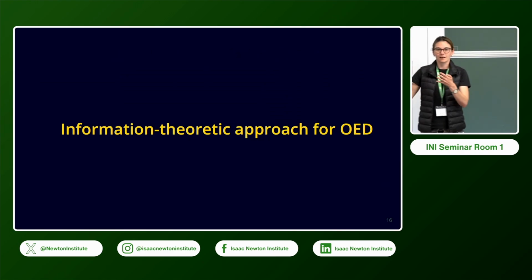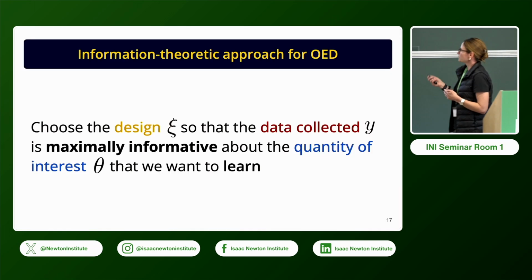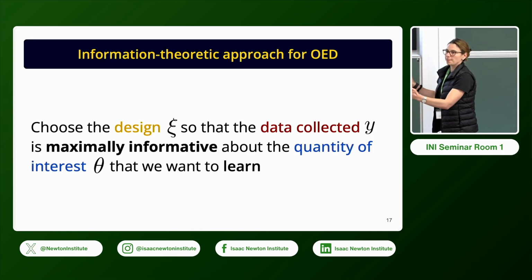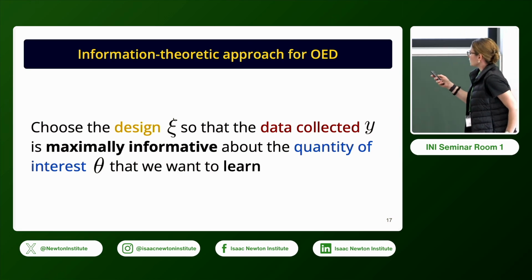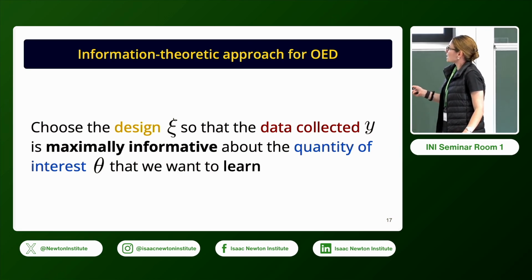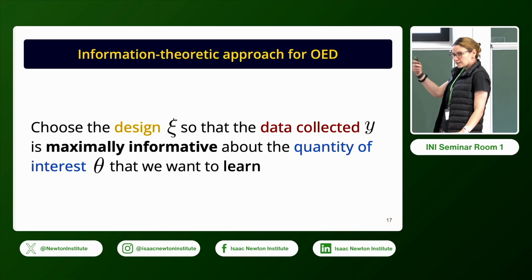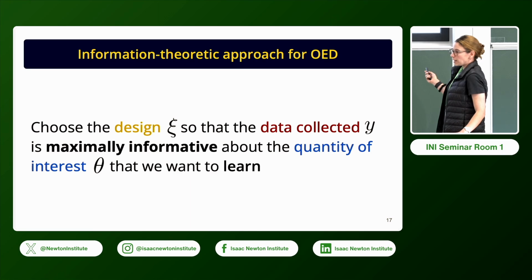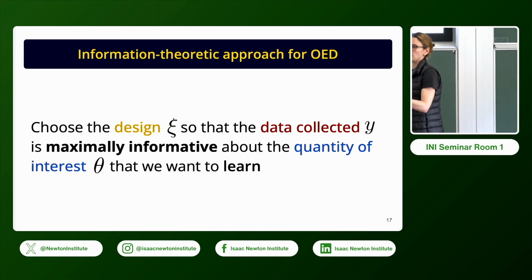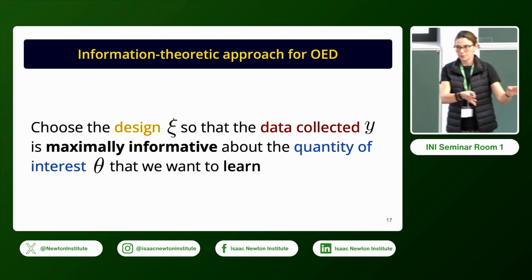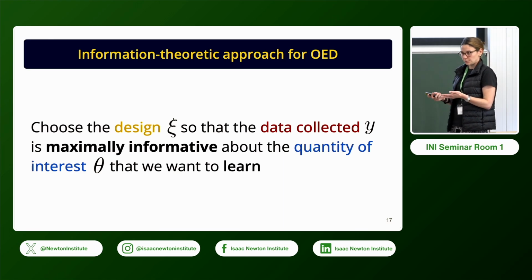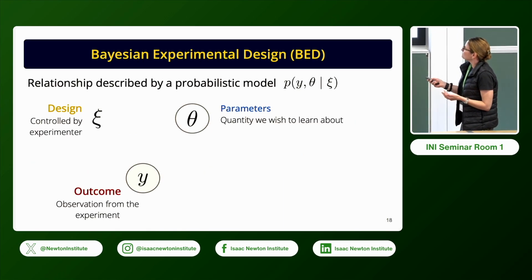And we will be taking an information theoretic approach. So at a very high level, what we want to do in this optimal design procedure is to choose the design psi so that the data that we collect after performing the experiment, which we will denote by y, is maximally informative about the underlying quantity of interest. Going back to our example, our quantity of interest will be the subjective time value of money parameter, right?